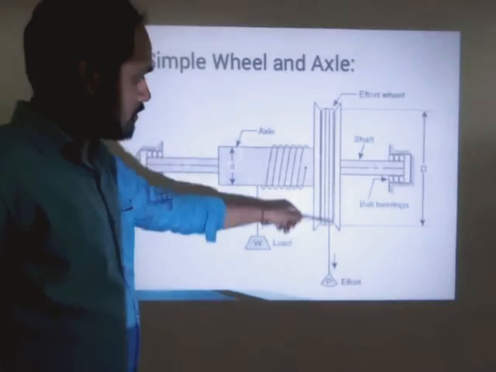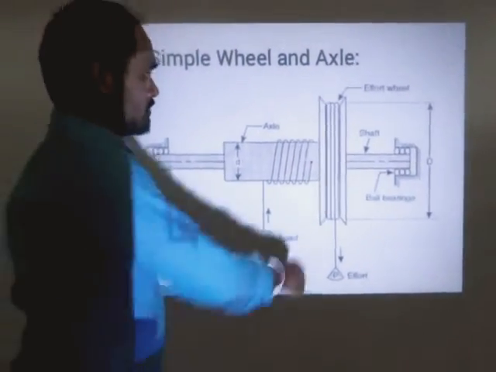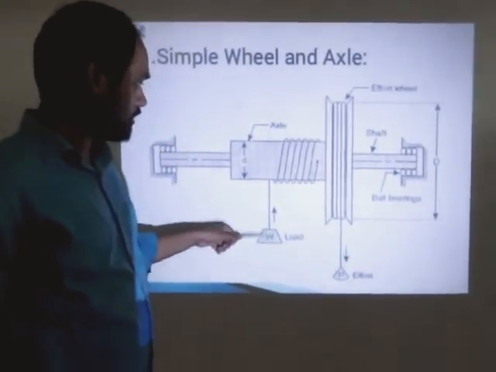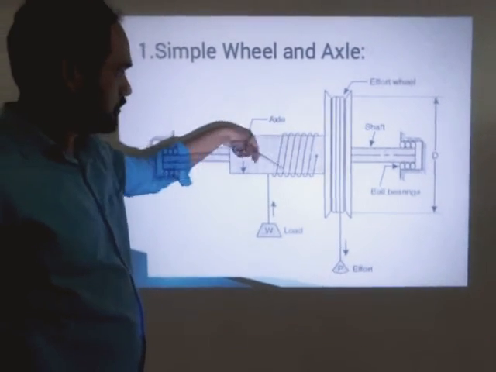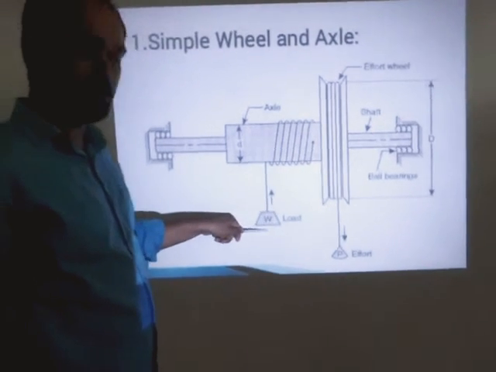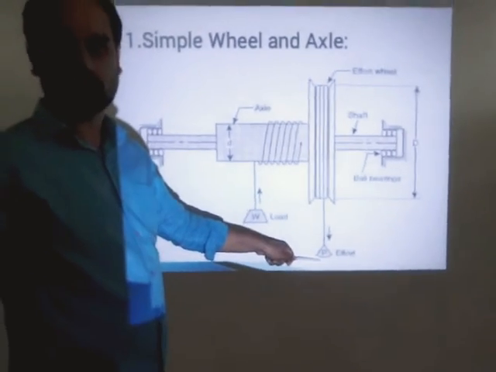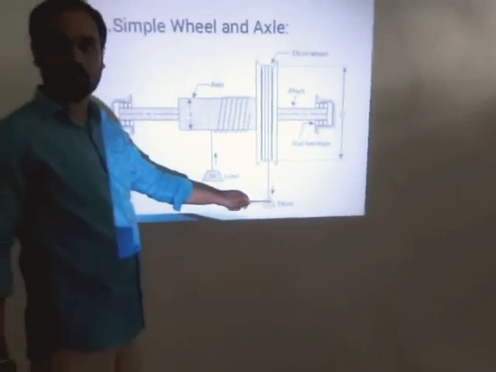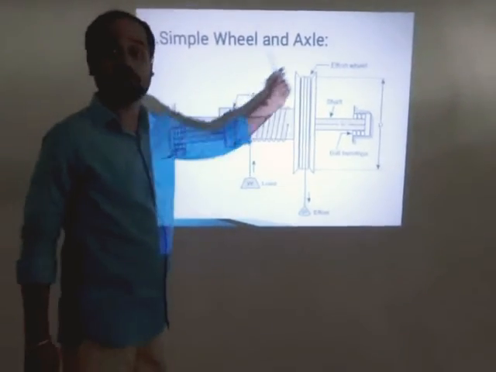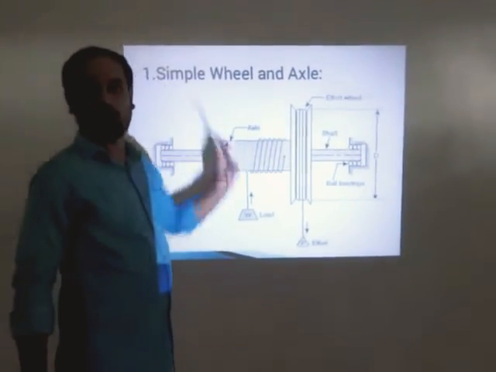Here the ropes are mounted on this axle and the effort wheel. This rope has effort at the bottom, and on this axle the rope is mounted, and at the bottom of the rope there is a load. Load has maximum weight and effort has minimum weight. By using minimum weight or minimum effort, we can lift the maximum load due to this mechanism. This mechanism is a simple wheel and axle machine.